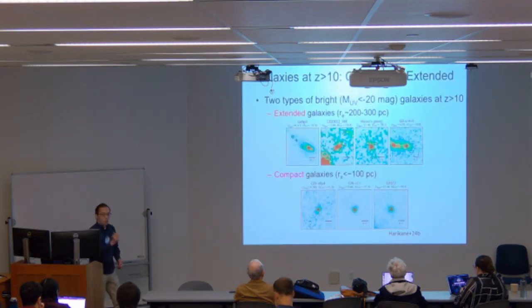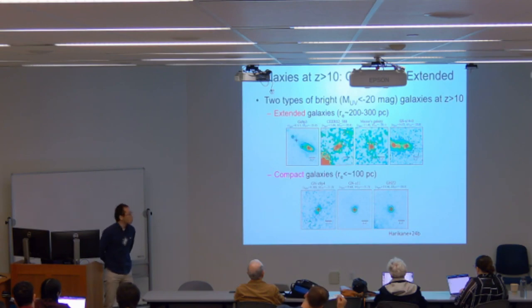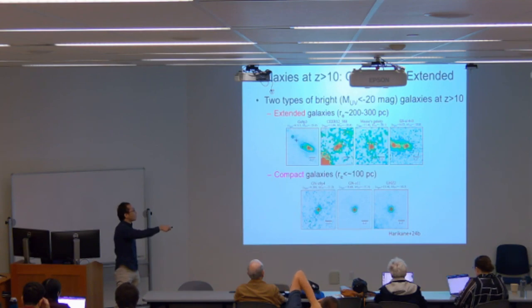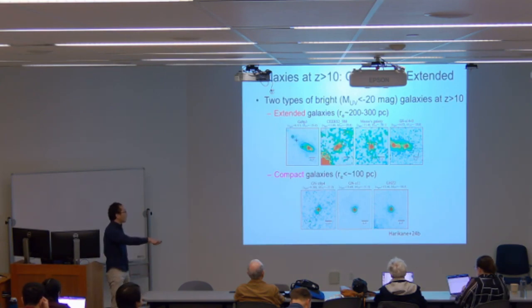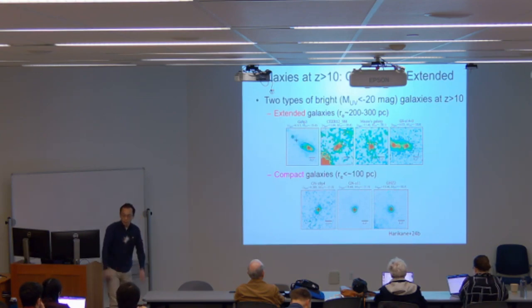On the other hand, at z beyond 10, I think the situation is a little bit complicated. At z beyond 10, we found there are two types of bright galaxies. One is the extended one, and the other is the compact one. The extended galaxies have an effective radius in rest-frame UV of about 200 to 300 parsecs, and the most distant galaxy at z~14 is classified as an extended galaxy. On the other hand, there are compact galaxies whose effective radius is less than 100 parsecs, and the famous GN-z11 and the very bright and compact galaxy in the GLASS field, GHZ2, are classified as compact galaxies.